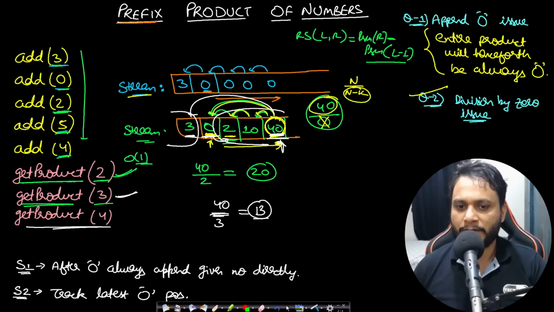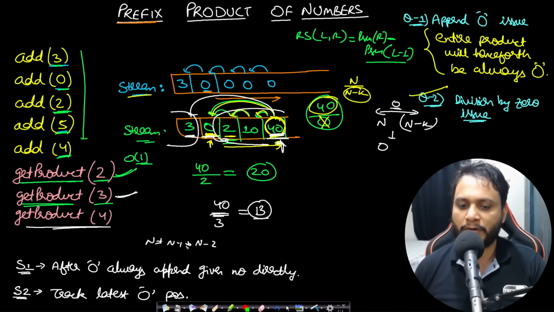So if a 0 comes in between the range, if my range from n to n minus k has a 0 anywhere in the position, then definitely your product will always be 0. Because if you are multiplying from n to n minus 1 to n minus 2 and so on, all the values getting multiplied until n minus k, you know that if there is at least one 0 in the middle, then the entire answer is going to be 0, right? So that is why this technique is not going to work. Whatever we have been discussing is not going to work for getProductAt 4.